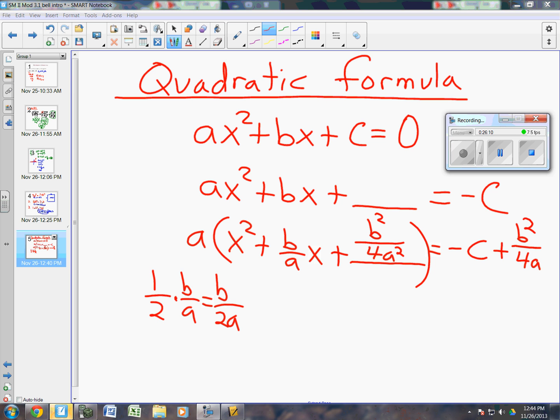This 4 right here? Well, remember, to get the number that completes the square, you have to take half of b over a and square it. So half of b over a became b over 2a. Then when I squared it, that became b squared, that became 4, and that became a squared. Got it? Yeah, 2 squared is 4. You got to square each part of that.